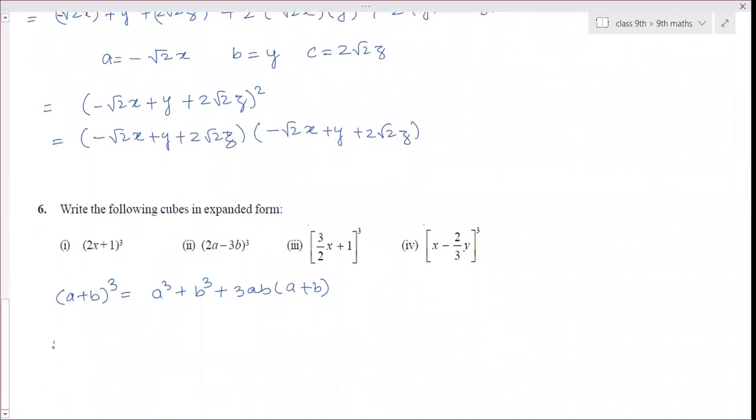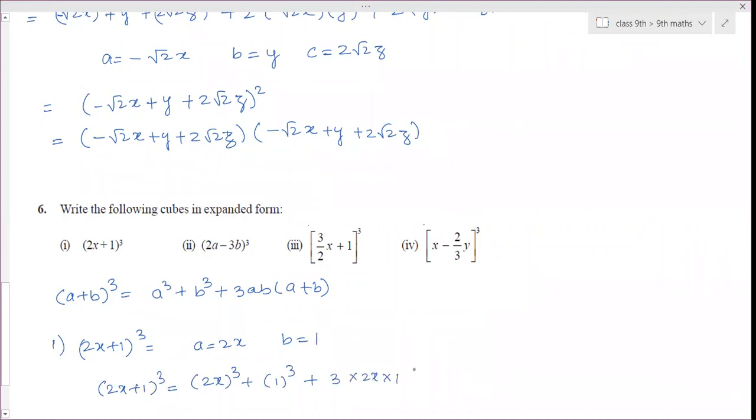So what is the value? First one is 2x plus 1 whole cube. That means the value of a is 2x and b is equal to 1. So 2x plus 1 whole cube is equal to a cube, that is 2x cube, plus b cube, that is 1 cube, plus 3 into 2x into 1, 3ab into bracket a plus b.